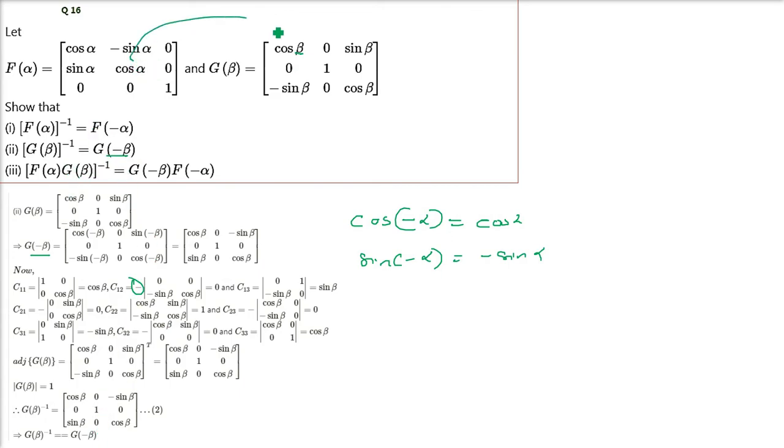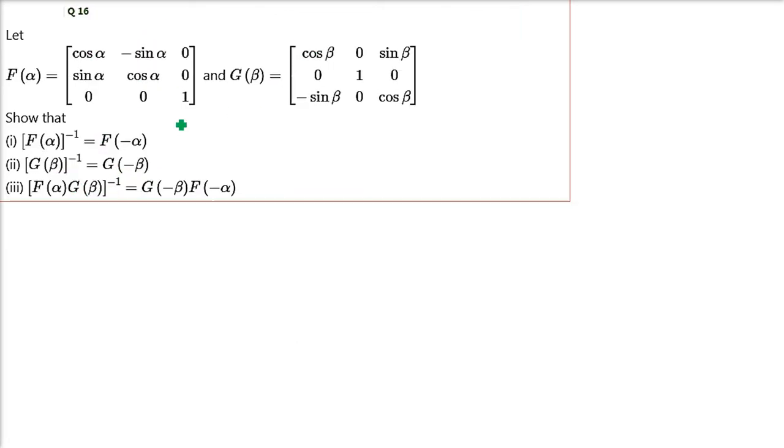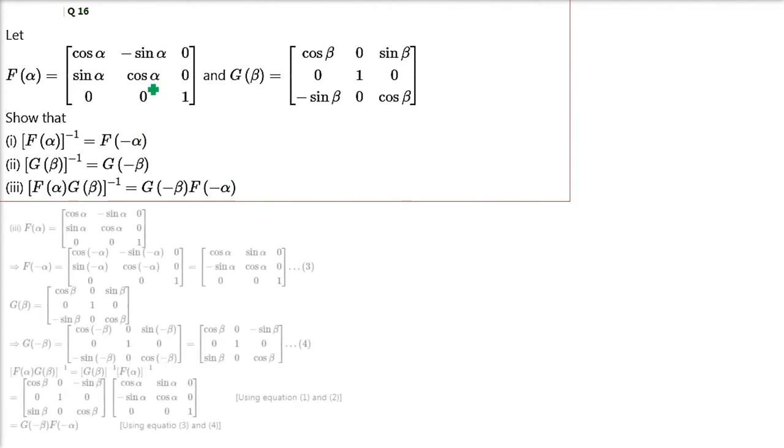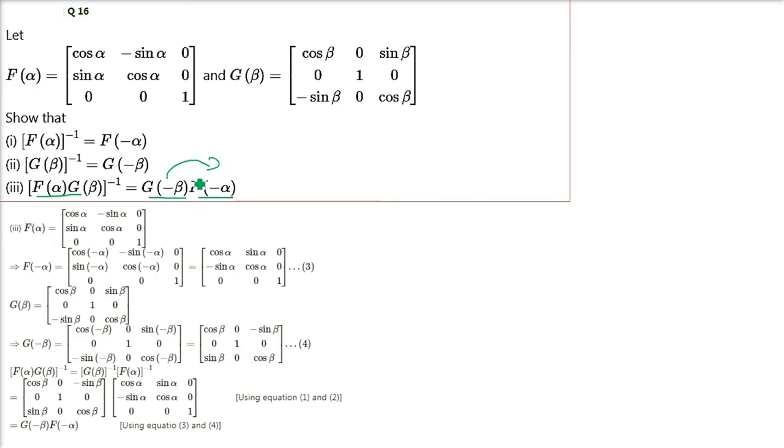The next one is f alpha into g beta. So you have to perform the multiplication here. F minus alpha, g minus beta you have already computed in the 2 parts. So you just have to multiply the f minus alpha with g minus beta. I hope you will be able to do it. Then f alpha into g beta, you have to compute f alpha into g beta and take the inverse. I hope you will be able to do it.